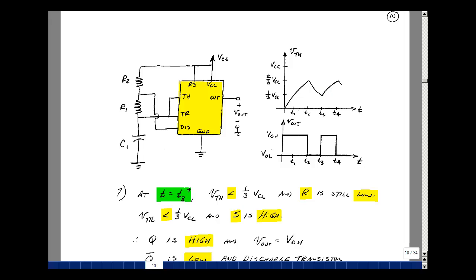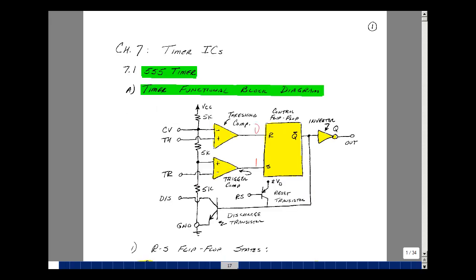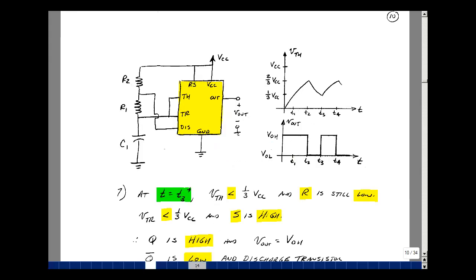So let's go back and look at that functional block diagram again. Now this voltage is slightly greater than 1/3 VCC, so that makes the difference negative, which makes this logical 0. This is still less than 2/3 VCC, that still stays 0, so there's no change in the output. So the output went high, and it stays high as we pass through T3 plus and plus plus.